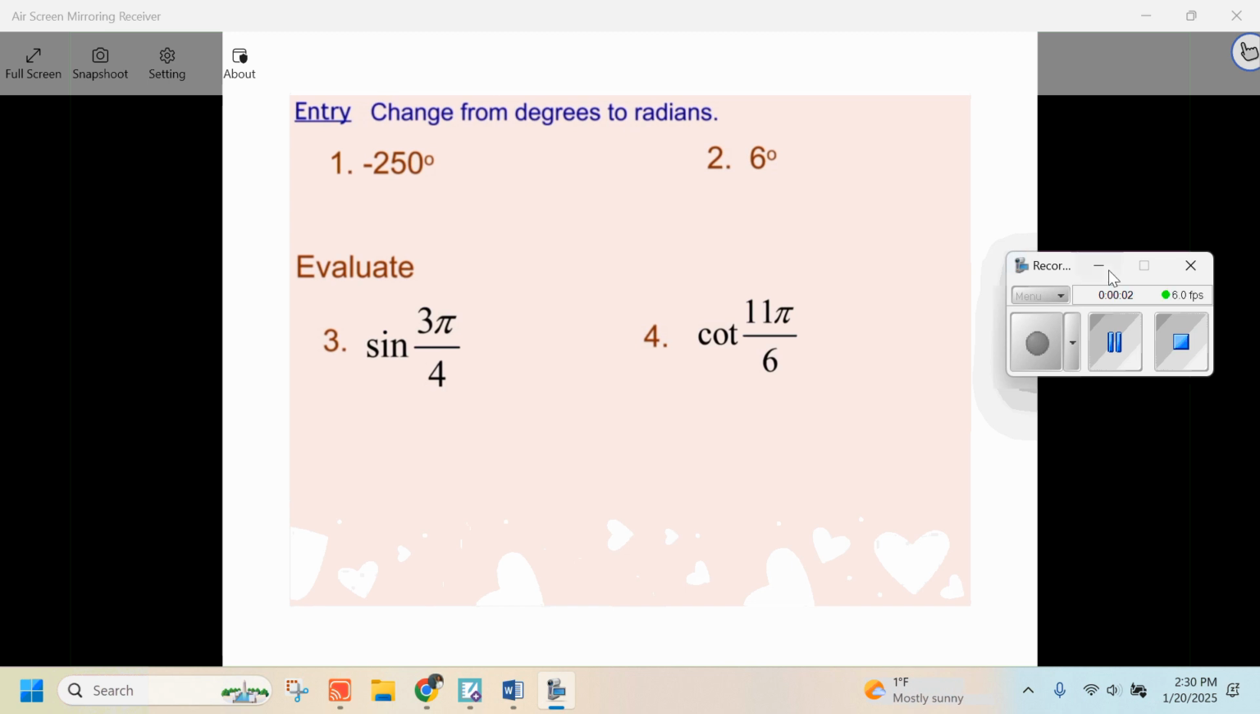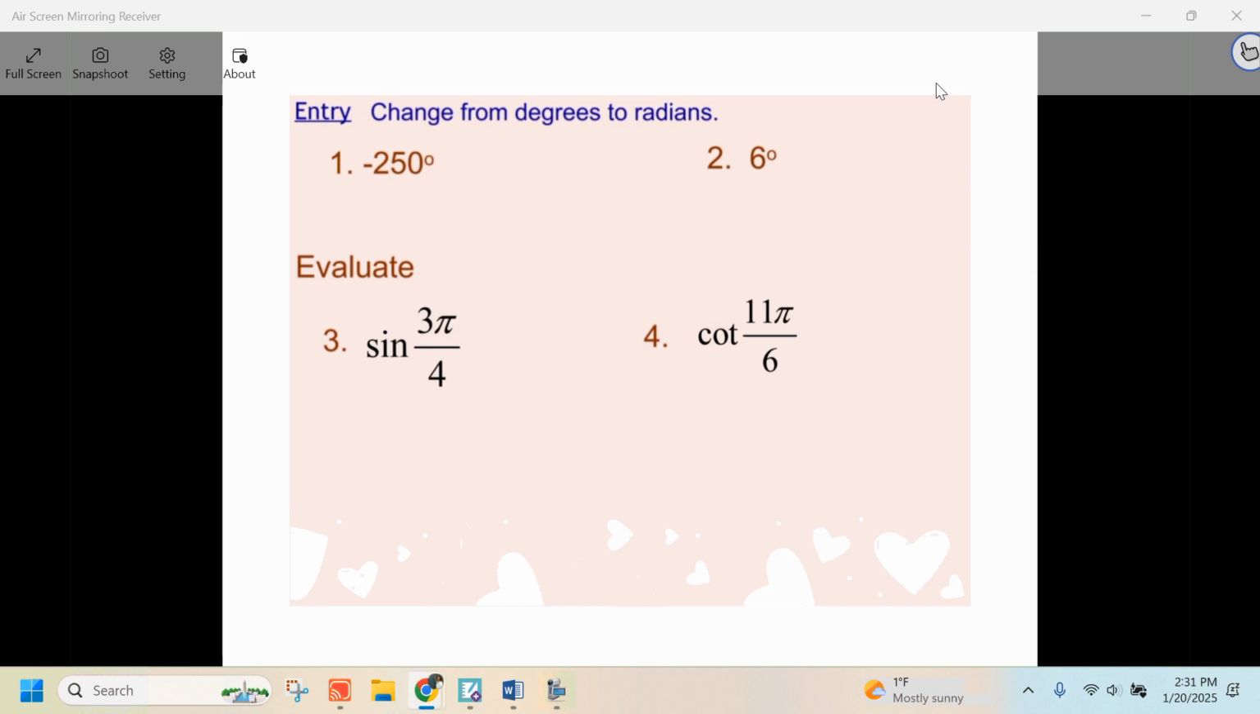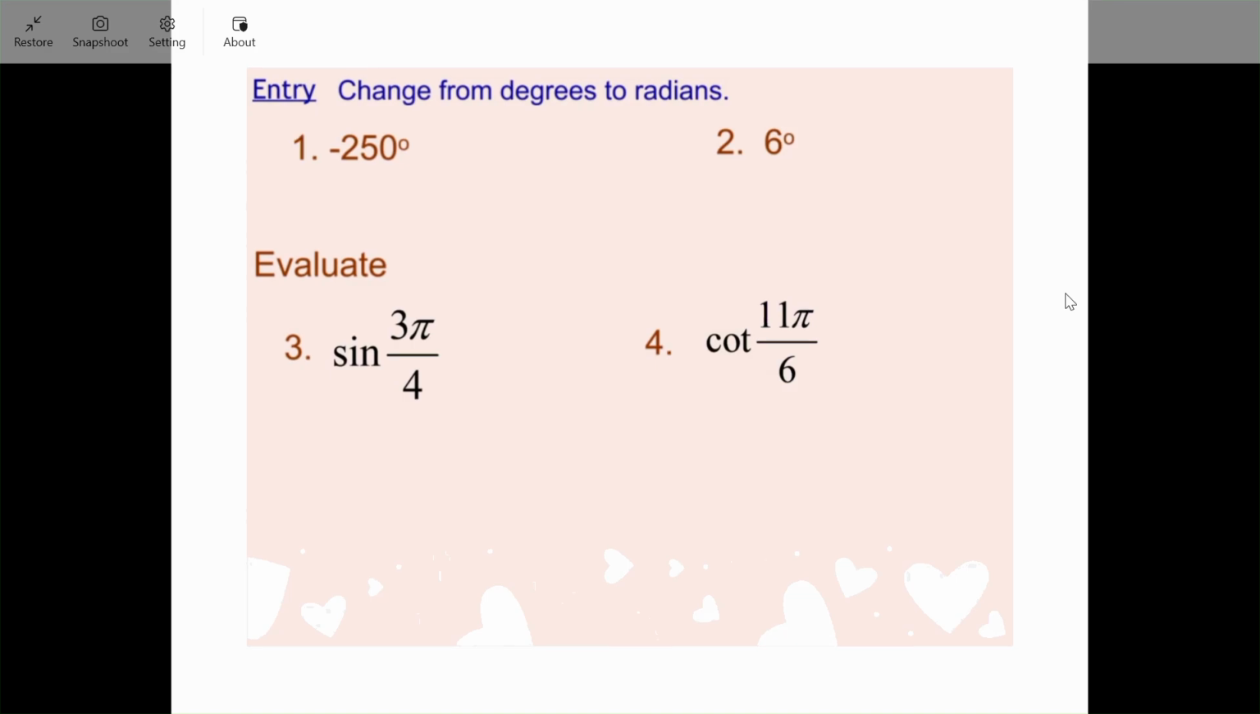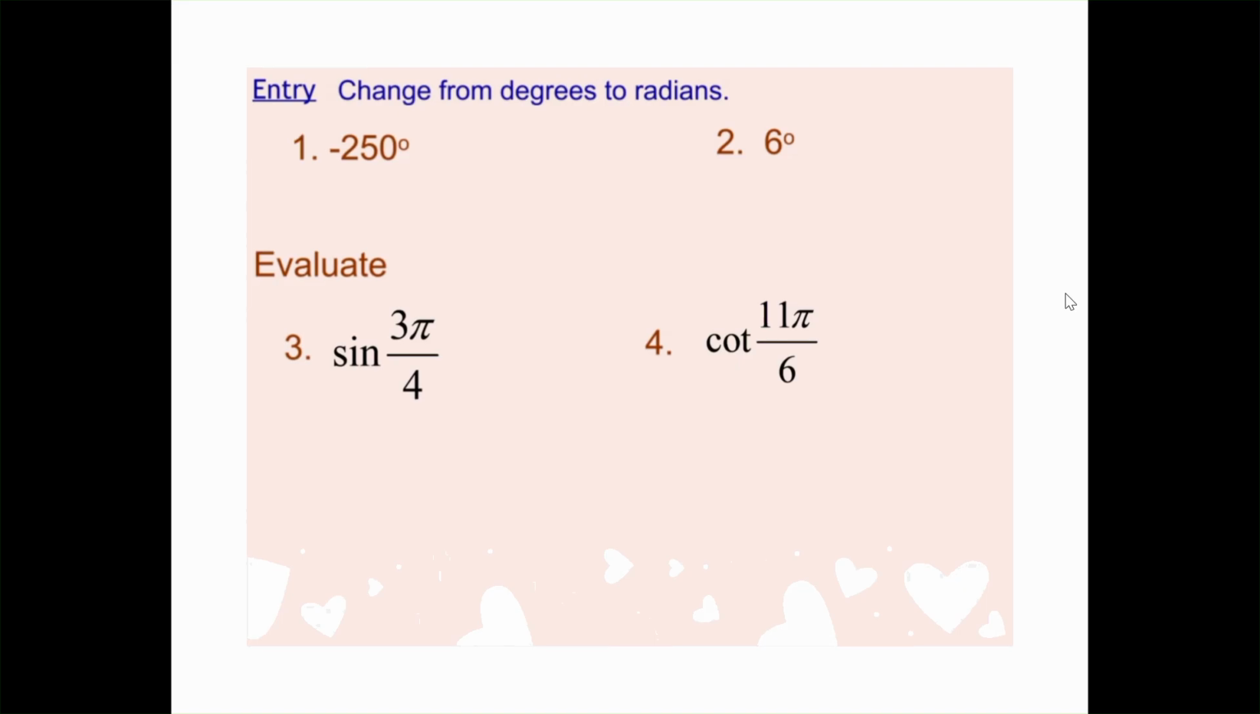Hello class, today we are going to begin with an entry problem. This is on your guided notes. If you wouldn't mind pausing the video right now so you can work on the entry problem, and then I will go over the solutions.